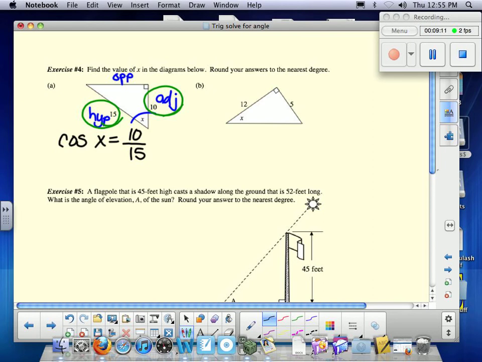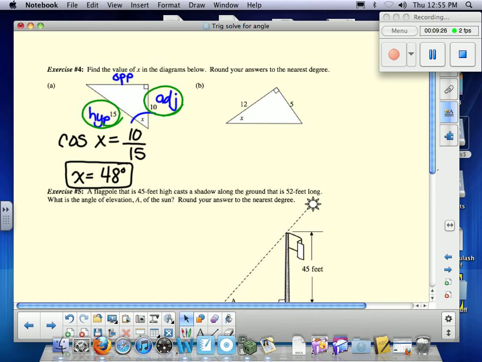So that's 49. No, hold on. 48. To the nearest degree, it's 48 degrees.